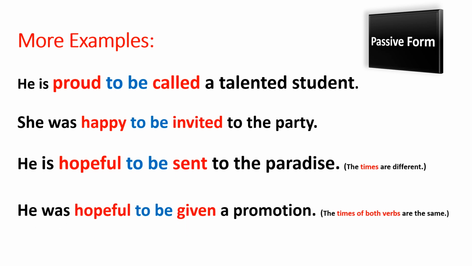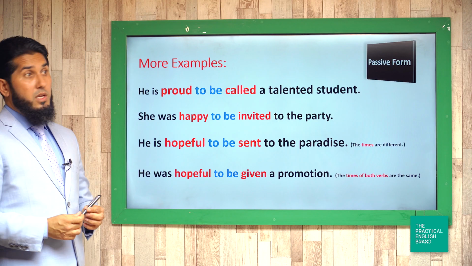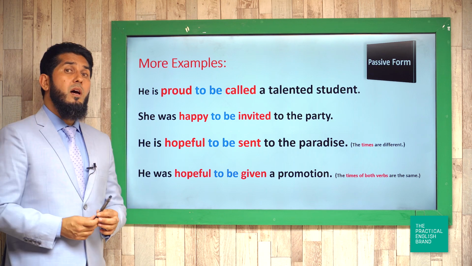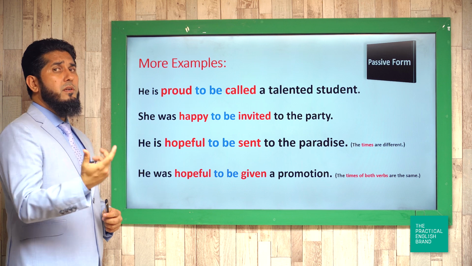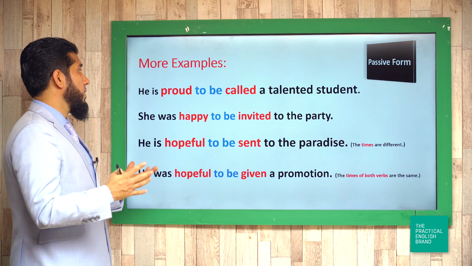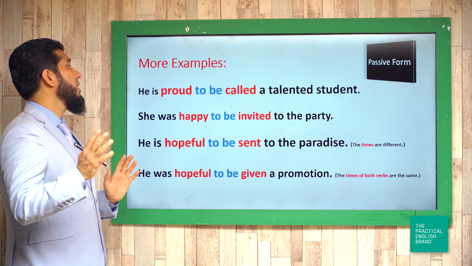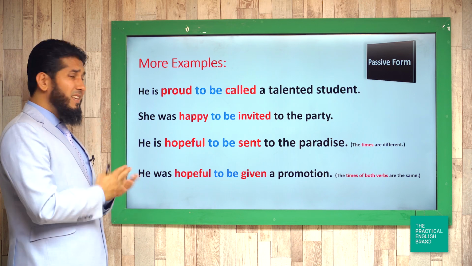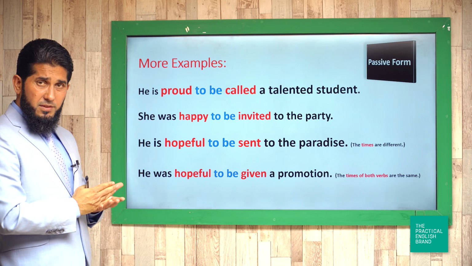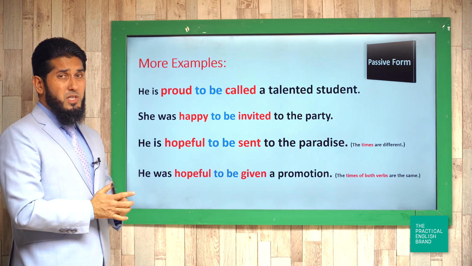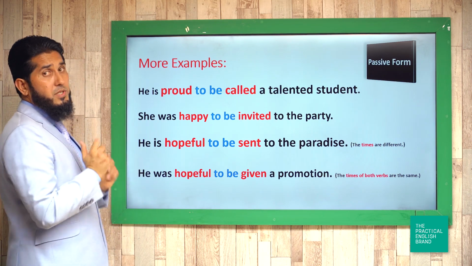He's proud to be called a talented student. If someone calls him a talented student, he's proud of it. Whenever someone calls him a talented student, he's proud of that. So now the times of is, the to be verb, which comes before the adjective proud, and called, which comes after the helping verbs to be, are the same times.